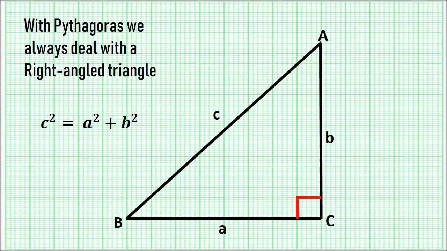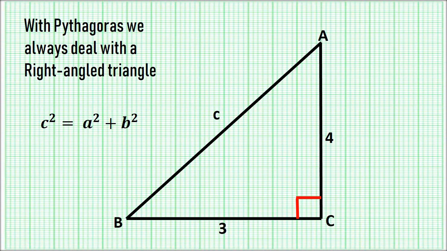Okay, so if you look at Pythagoras, his theorem said, if you take the hypotenuse and you square that length, that would be equal to the two shorter legs or the two shorter sides squared, added together. So c squared, the hypotenuse squared, will be equal to the length of a squared plus the length of b squared.